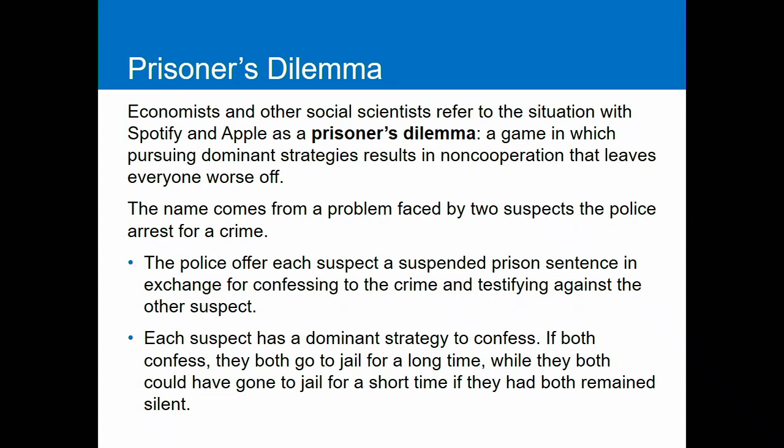There's not enough evidence to convict them. If one of them confesses, let's say they have no jail time, they'll get a little bit of probation, and the other will have a large sentence. And if they both confess on each other, they'll both go to jail for a pretty decent amount of time. The dominant strategy for each of these individuals is to confess. Unfortunately for them, they end up going to jail for a long time because they both confessed on each other.